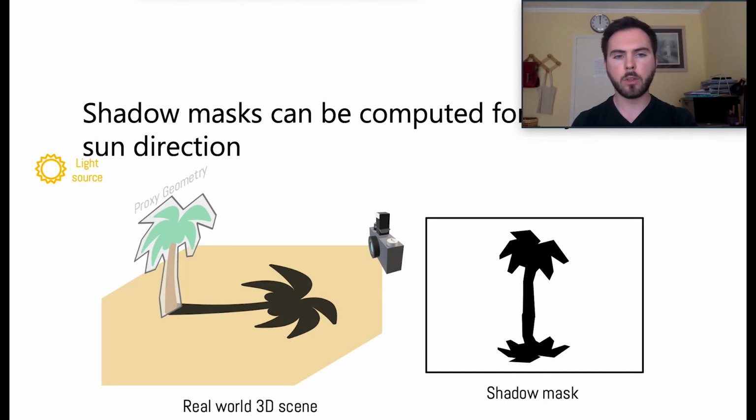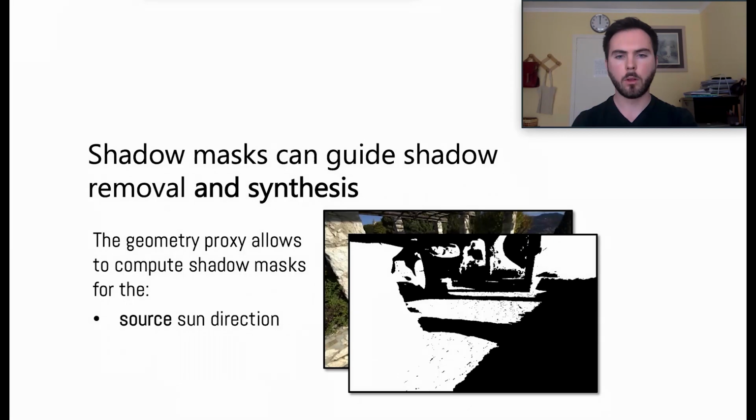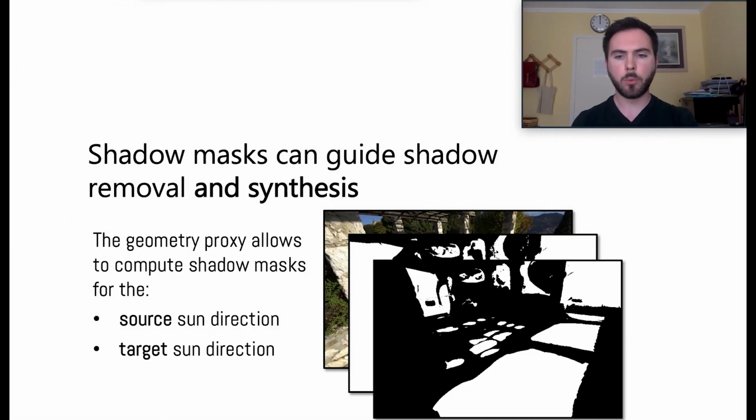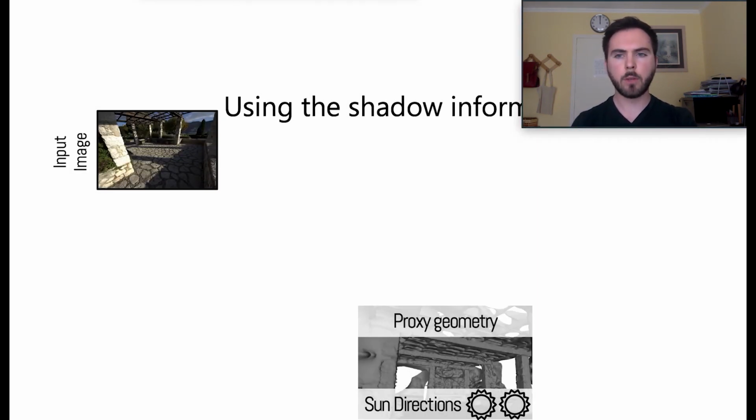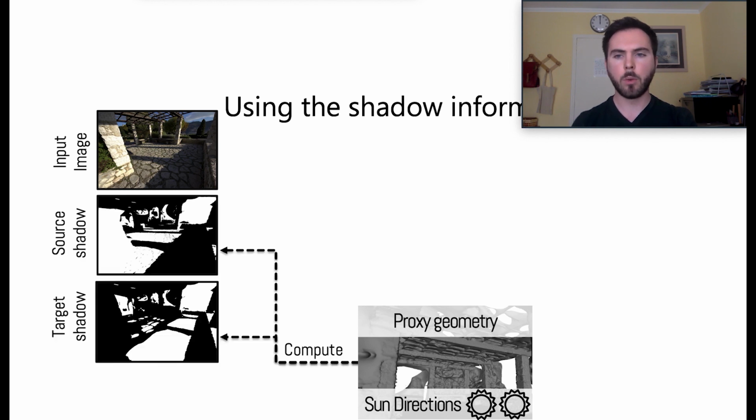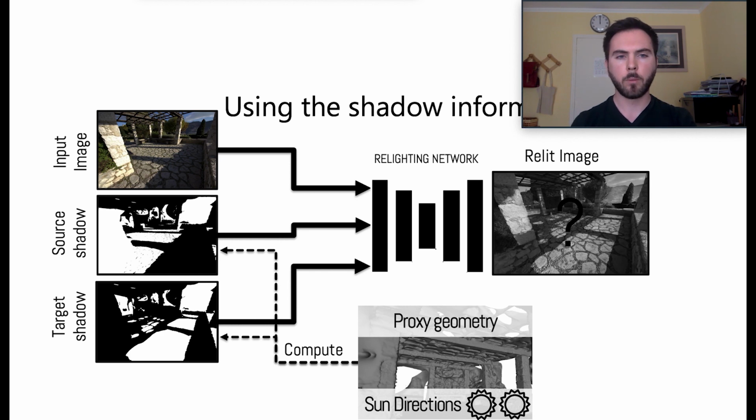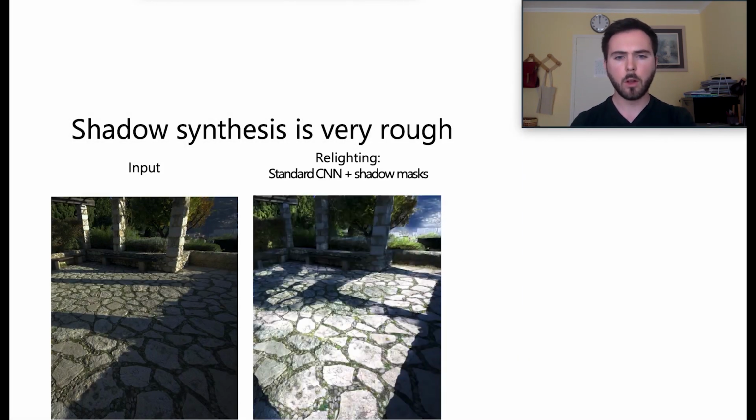But we can also compute this shadow mask for any given light source position. Thus, we can also compute it for the target sun direction and help shadow synthesis. Instead of just giving the input image and directions, we can now help the network with the source shadow mask and the target shadow mask. If we do that, we get some level of shadow removal and shadow synthesis, which was not the case before. But there are still a lot of artifacts, like this one, or the badly removed shadow here.